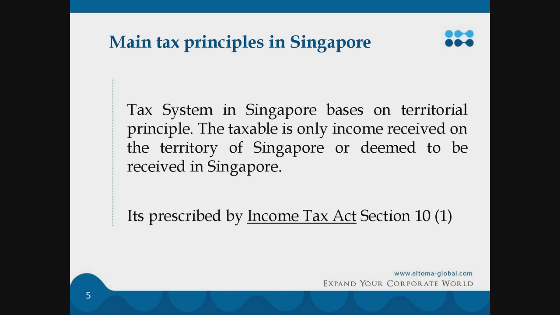But you still need to understand that there can be deemed income. We will discuss in more detail about income received or deemed to be received. What does it mean? Singapore is a good tax jurisdiction because you may find the solution where to pay tax and in which amount. You may have two bank accounts and work with them together, and then taxable will be only the income received on the territory of Singapore.